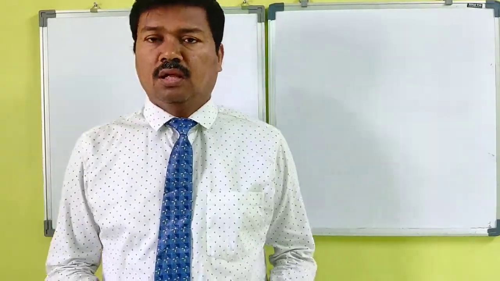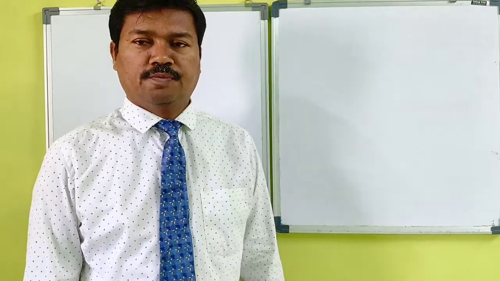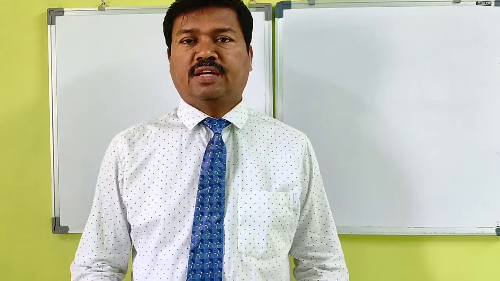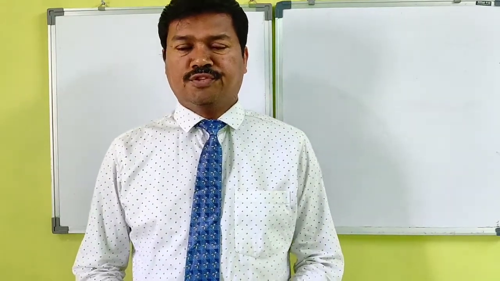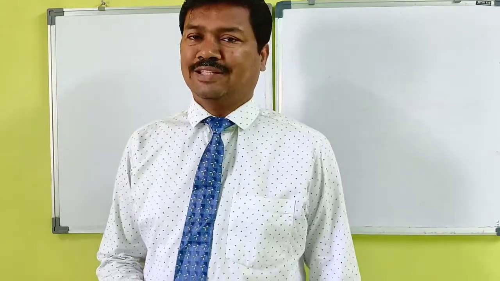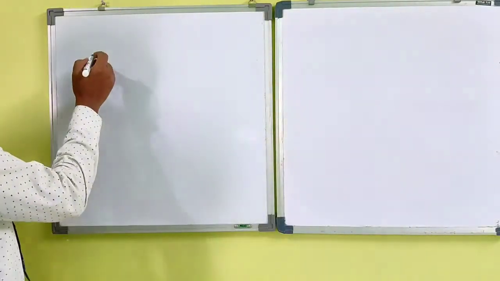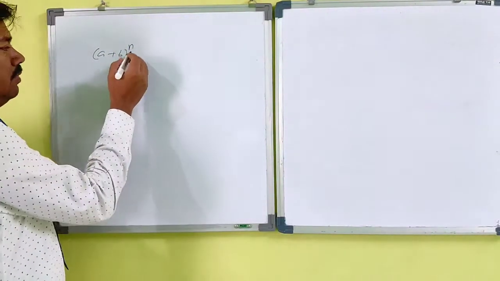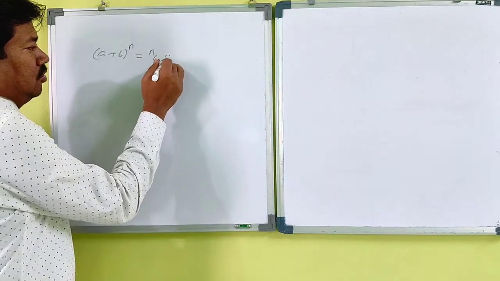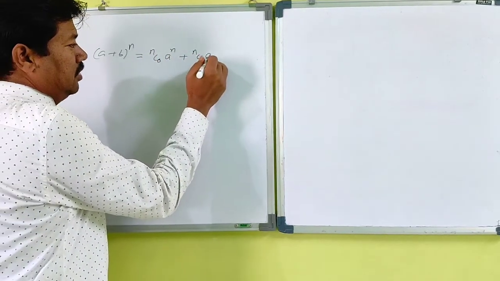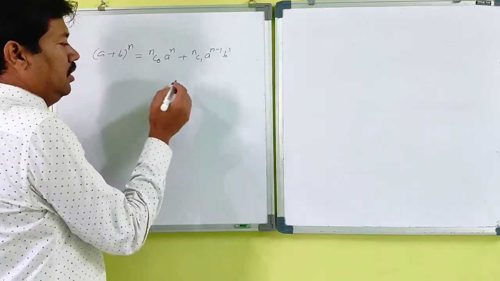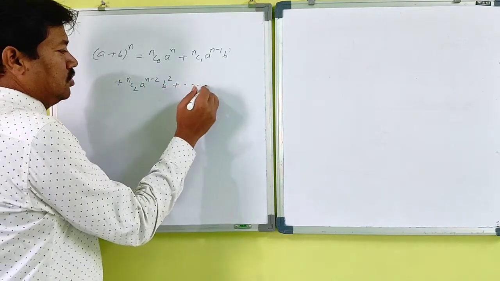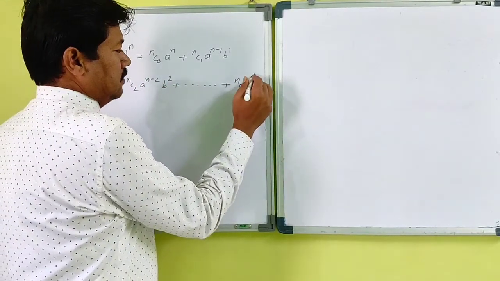Next, if the power of a binomial expression is not an integer, suppose it's a fractional power, then what to do? That is, if n is not a natural number, the expression a plus b raised to n is nothing but nC0 a raised to n plus nC1 a raised to n minus 1 b raised to 1 plus nC2 a raised to n minus 2 b square, like this.